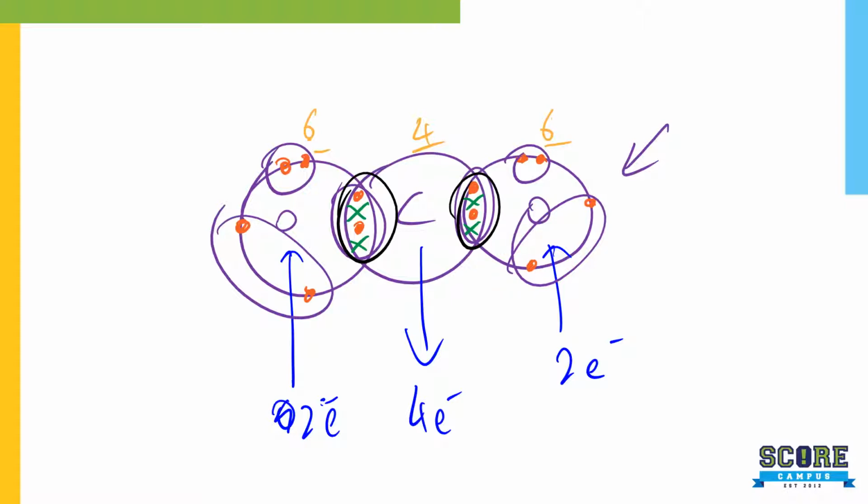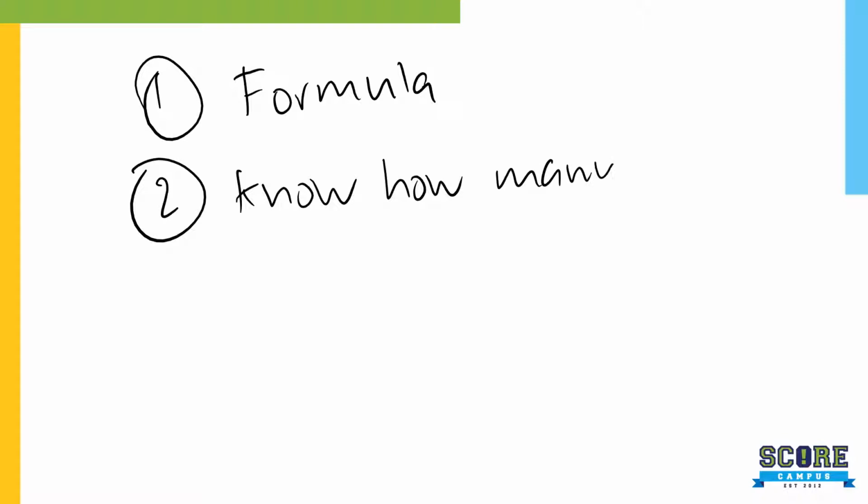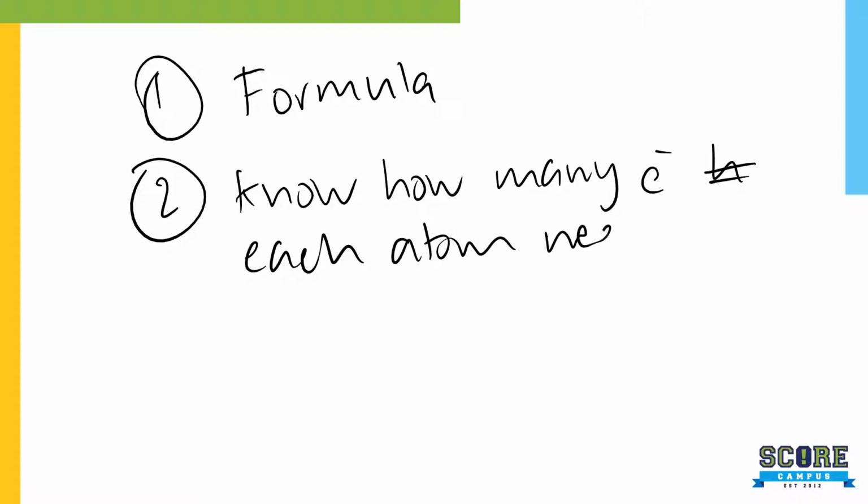This is how you would do the bonding for CO2. Okay, so the important thing is, the steps. First thing, what is the formula for the compound? Is it H2O? Is it CO2? What is it, right? Second thing, know how many electrons each atom needs. Okay, how many electrons does each atom need?